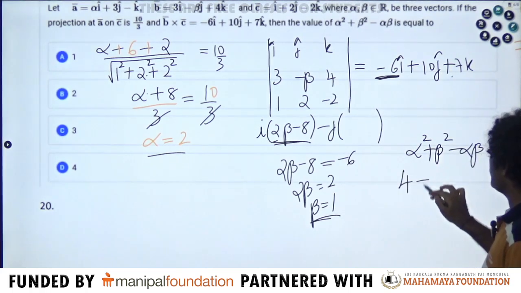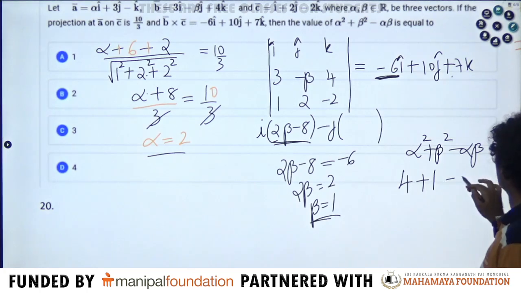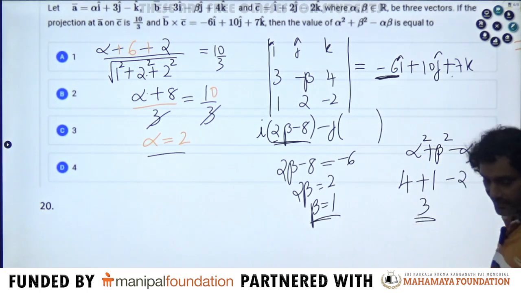They are asking the value of alpha square plus beta square minus alpha beta. Alpha is 2, square is 4. Beta is 1, square is 1. Minus 2 into 1, 2. So 5 minus 2, the answer is 3. That's it.